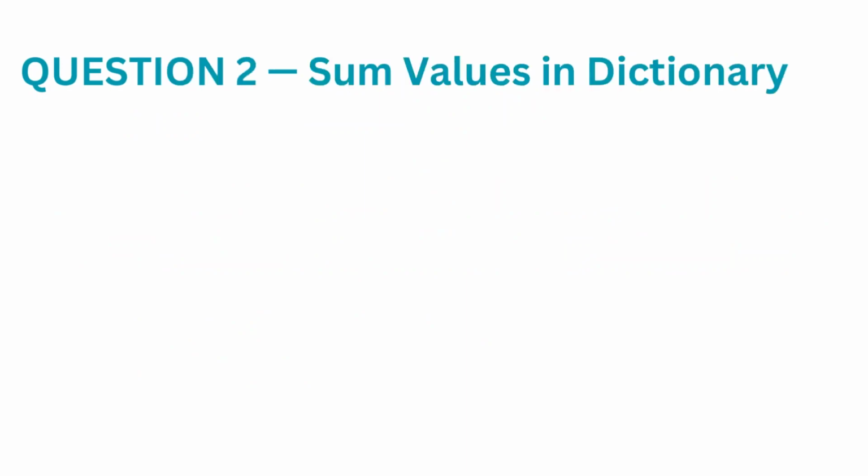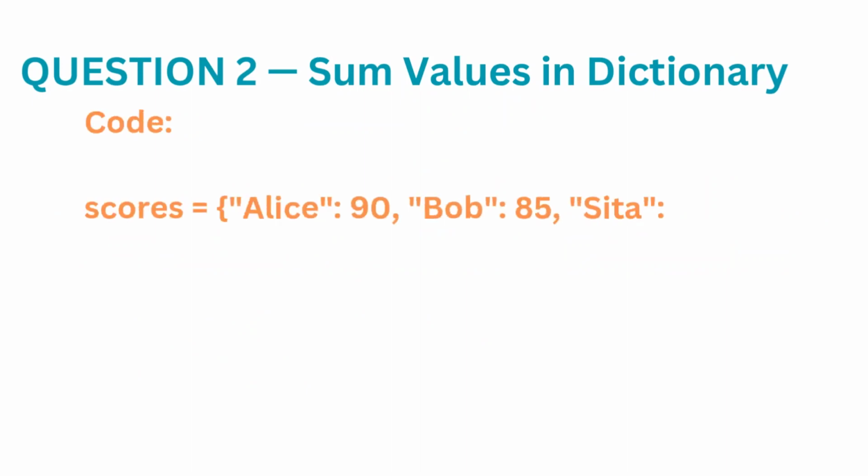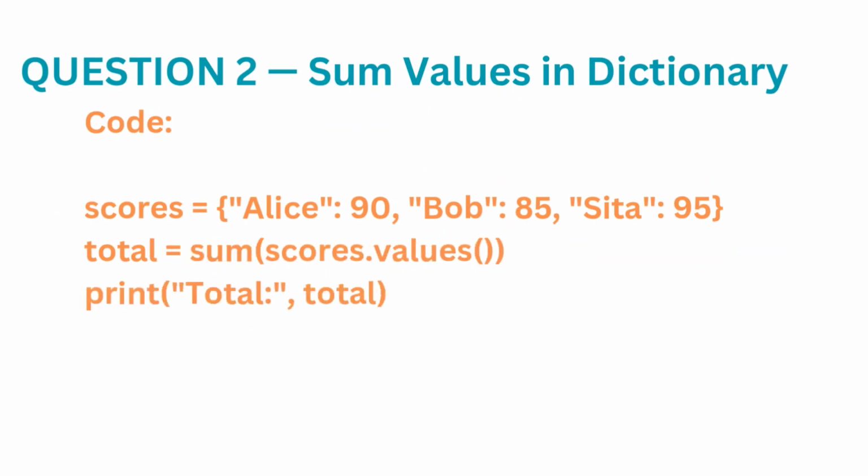Question number 2 is find the sum of values in a dictionary. For solving this we have to use the values function that gives all dictionary values, and the sum function that calculates the total. So scores is given and total should be the sum of scores values, and print the total. This is common in data aggregation tasks.